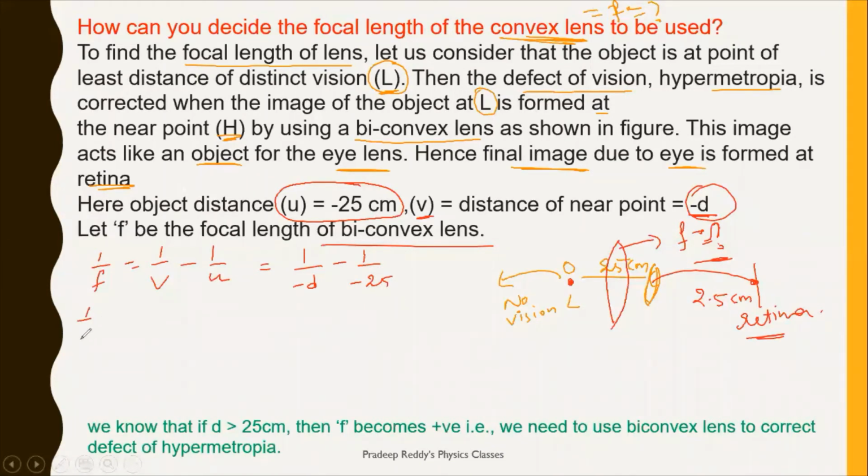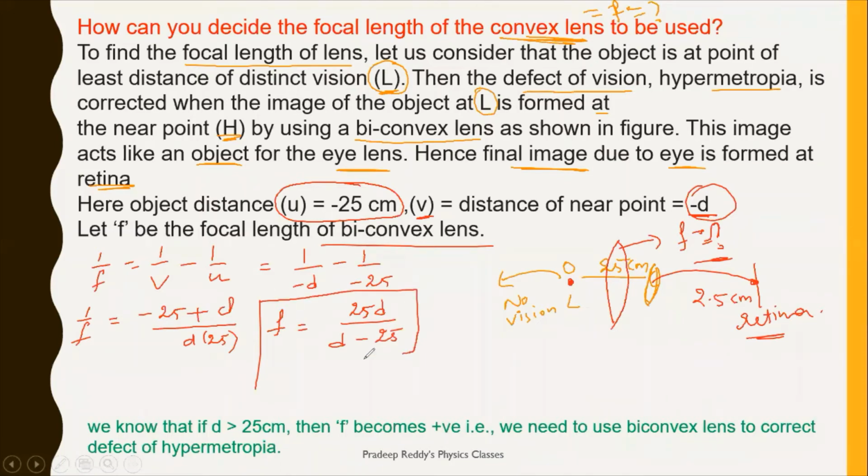Now 1 by F is equal to minus 25 plus D divided by minus of minus, which will become plus D into 25, right? And this gives you focal length F is equal to 25D divided by D minus 25. Okay. Now check it up from this particular equation.